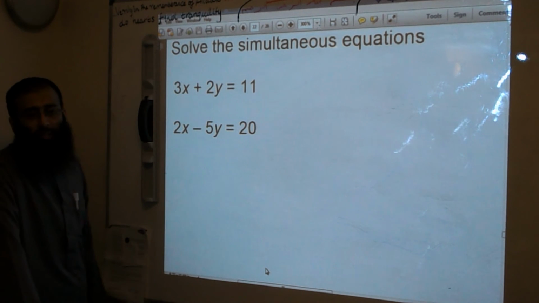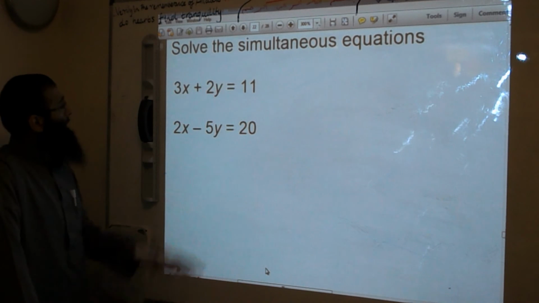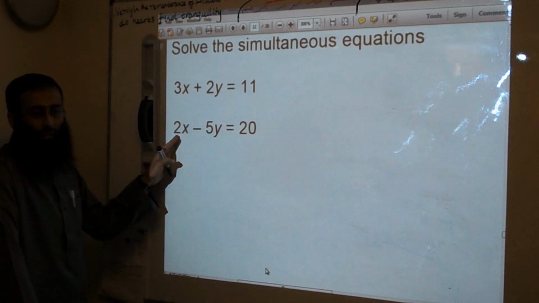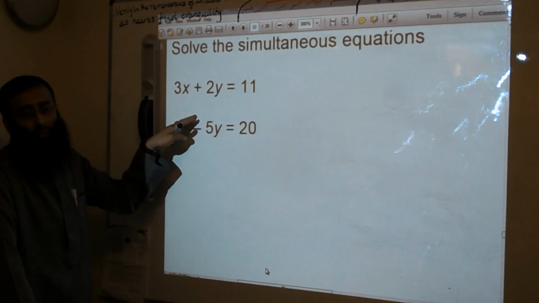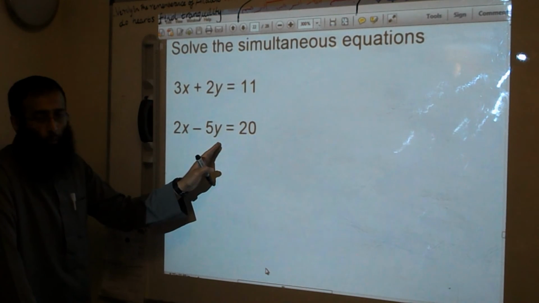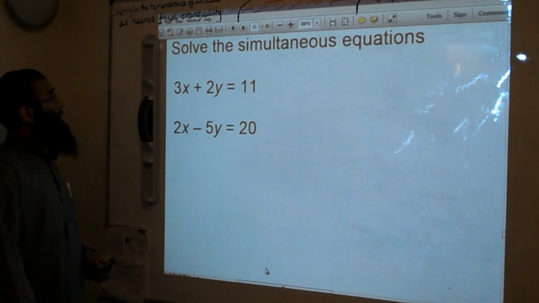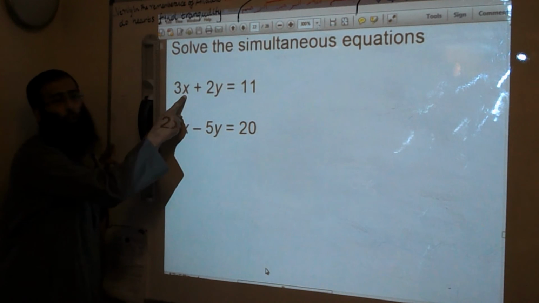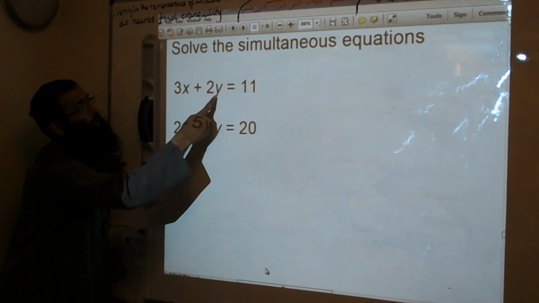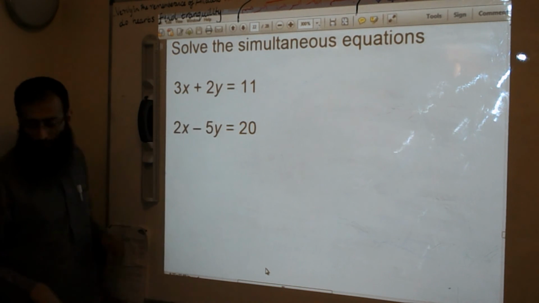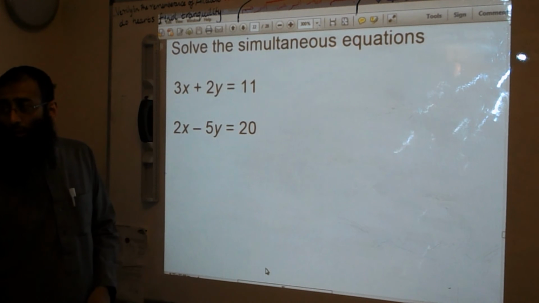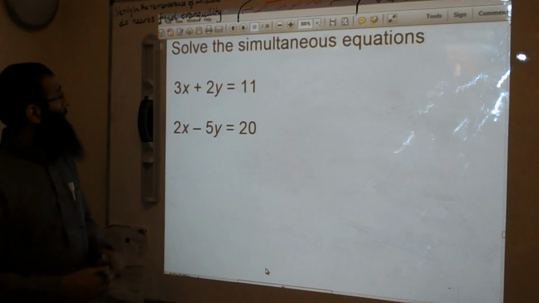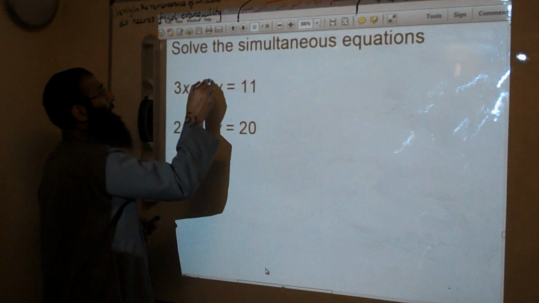Now, what we need to do in simultaneous equations, Umar, is make either the x equal to themselves, equal or opposite, or the y equal to themselves or opposite. If you look at the moment, the x coefficients are 3 and 2. The y coefficients are plus 2 and minus 5. So which one would you like to eliminate? Y. Excellent choice. So we're going to choose the y's.